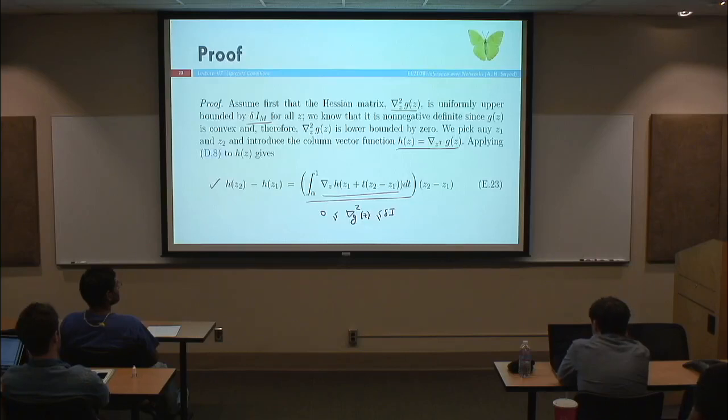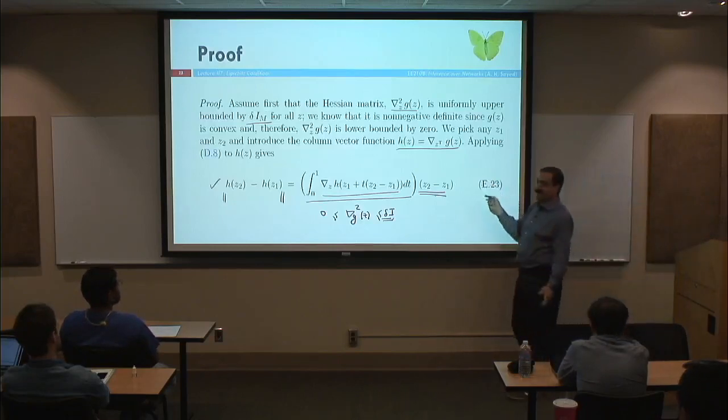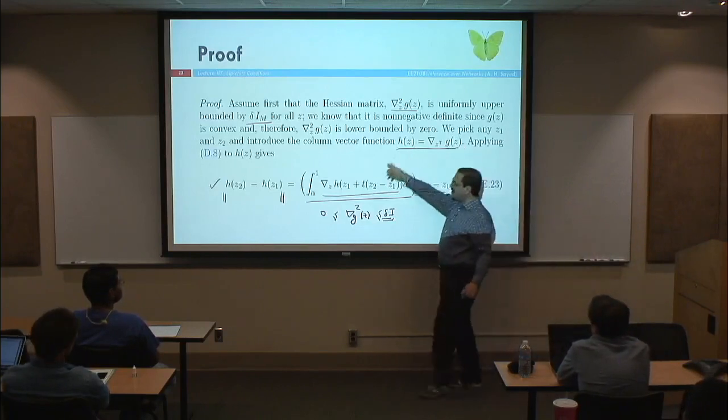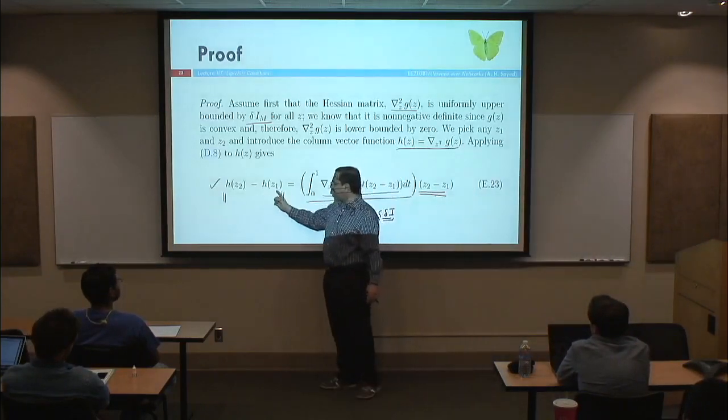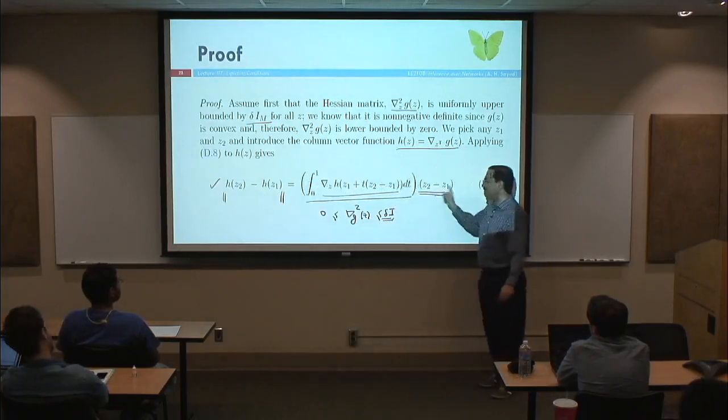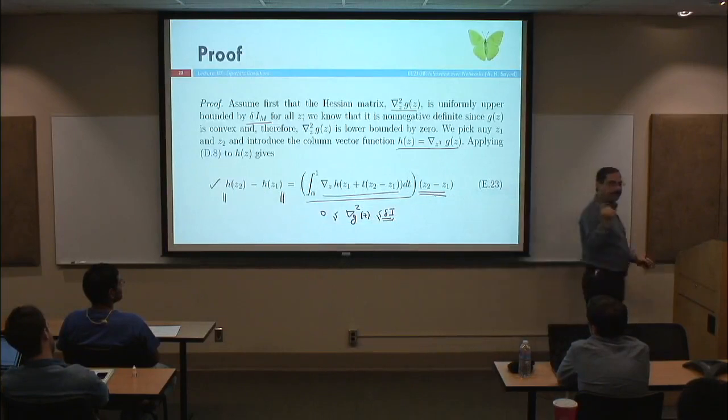Then, if you take the norm now, this norm here will be upper bounded by delta times the norm of the difference of the z's. That's exactly the Lipschitz condition. So if the Hessian is bounded, then it's obvious to show that the norm of the difference of two gradients is bounded by delta times the norm of the difference of z's. So one direction is obvious.